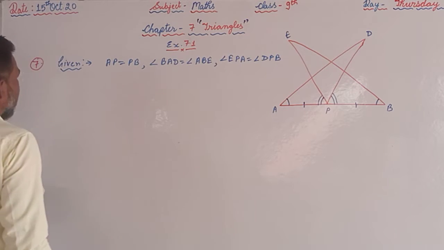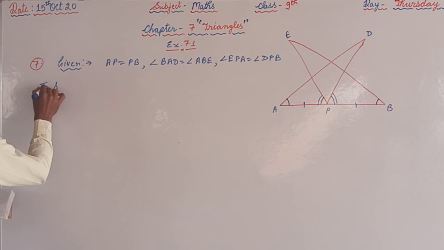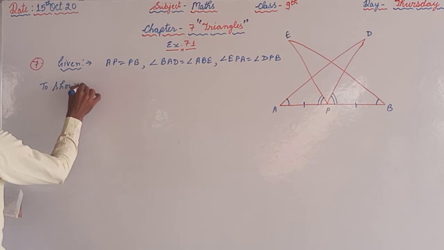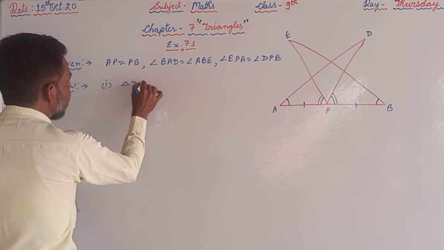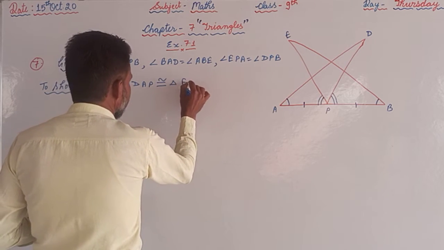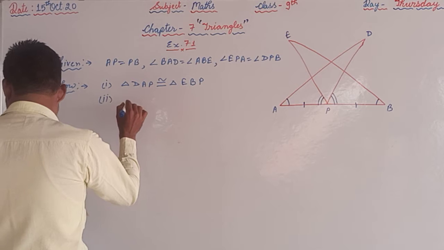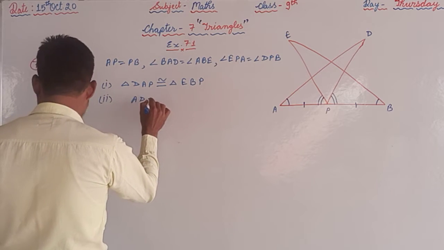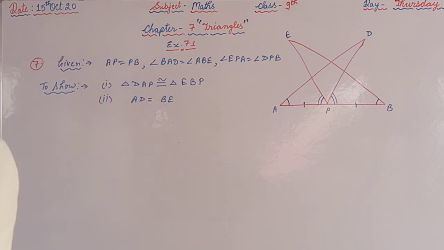Now afterwards we are supposed to show what we have to show. We have to show two things. First, triangle DAP is congruent to triangle EBP, and second thing we are supposed to prove, that is AD is equals to BE. So this information is given and these two things we have to show.